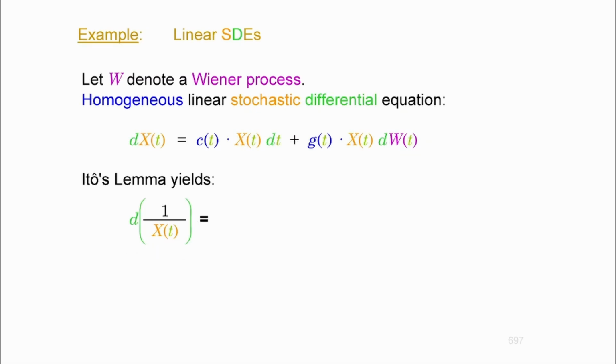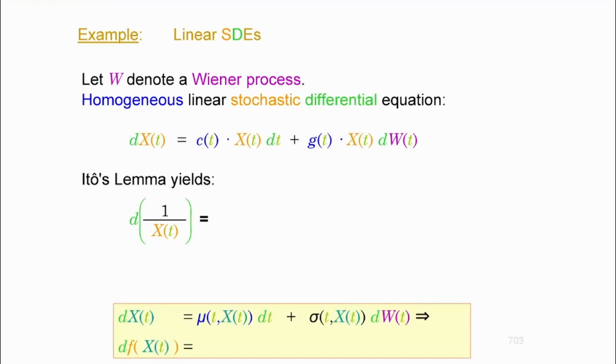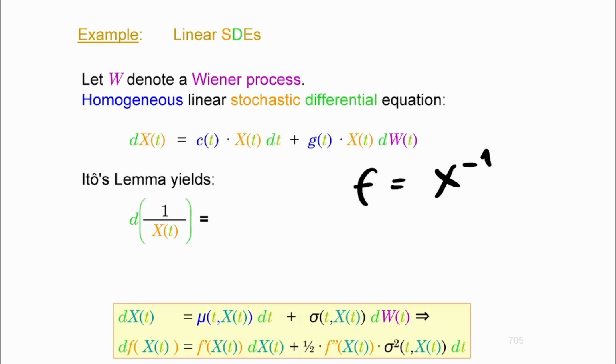From now on, again, recalling Ito's lemma, which is here, you have mu with dt attached to it, and sigma with the increments of the Wiener process attached to it. And Ito's lemma yielded that the differential of a function of the diffusion is of this kind. Now, regarding this function here, in this case, the function is, again, x to the power of minus 1.